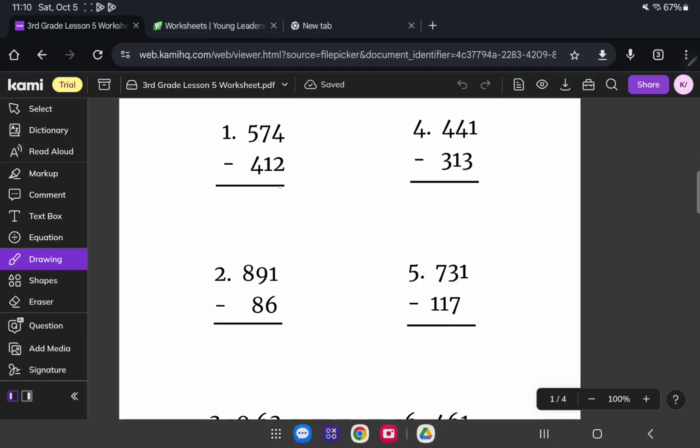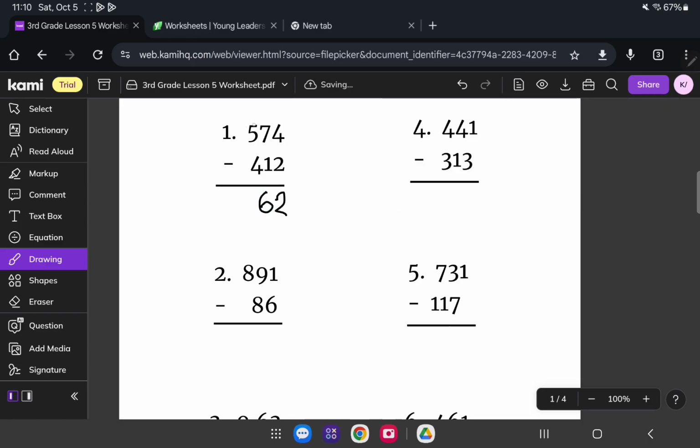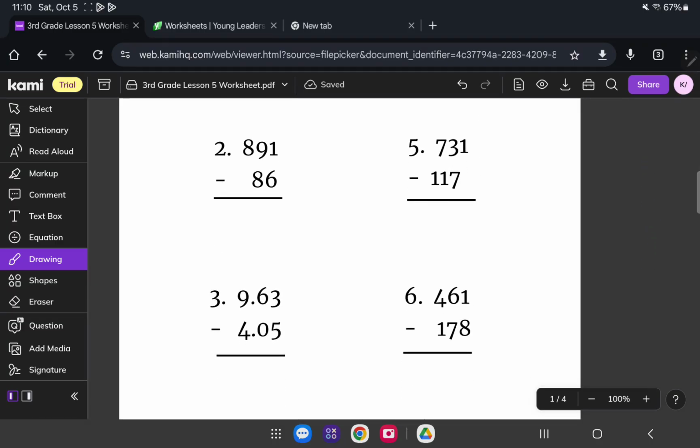So 4 minus 2 is 2, and then 7 minus 1 is 6, and 5 minus 4 is 1. But when we estimate it, this should round up to 600, and this one should round down to 400. So it should be 200 estimated, and this rounded up is 200, so it is correct.